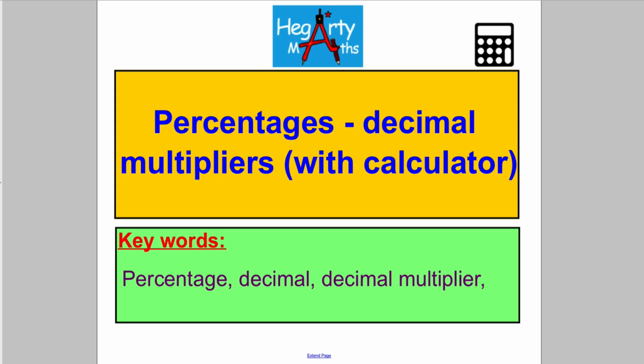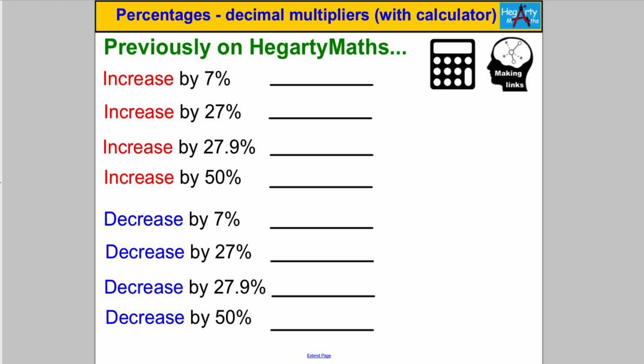It's Mr. Hegarty here, and in this video we are talking about decimal multipliers and how to increase something by a percentage using decimal multipliers. So previously on Hegarty Maths, in the last video, we talked about what decimal to multiply by to increase something by percentages and to decrease something by percentages.